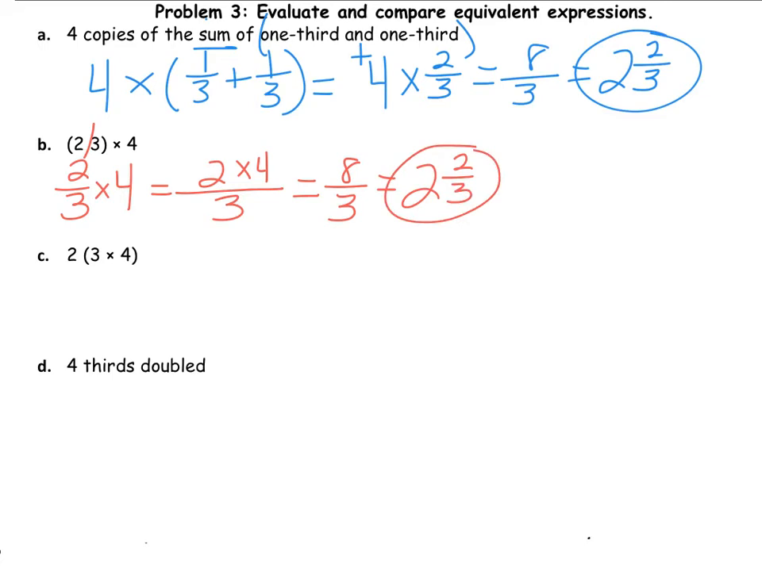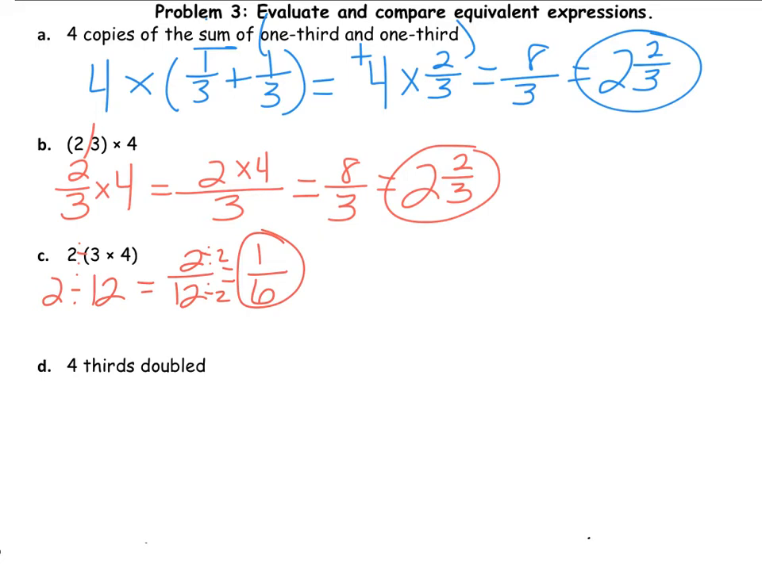Well, A and B so far are equivalent because they both equal 8/3, also known as 2 2/3. So let's do C. I have 2 divided by (3 times 4). We always do what is in the parentheses. So 3 times 4 is 12. So that's also known as 2/12, which I can simplify, divide by 2. Divide by 2. So 2 divided by 2 is 1. 12 divided by 2 is 6. So letter C is not equivalent to B or A so far.